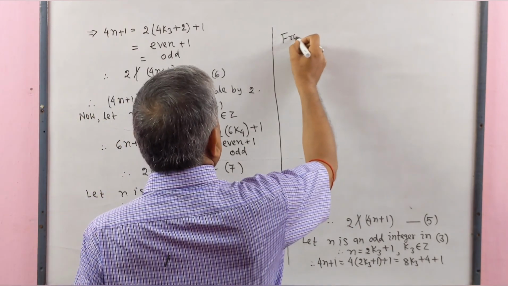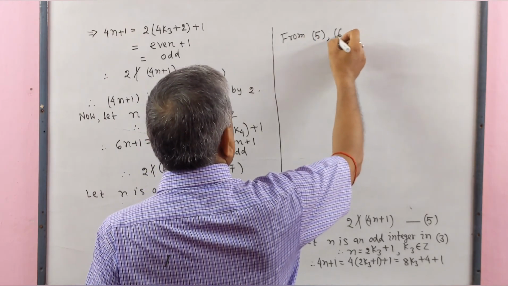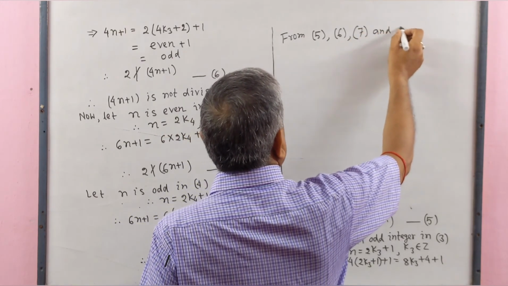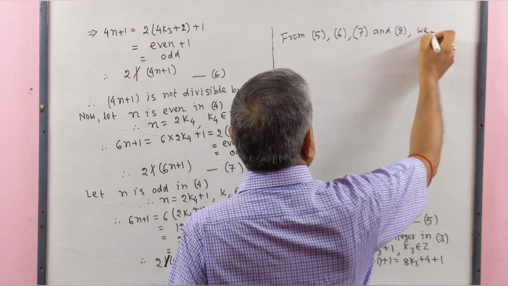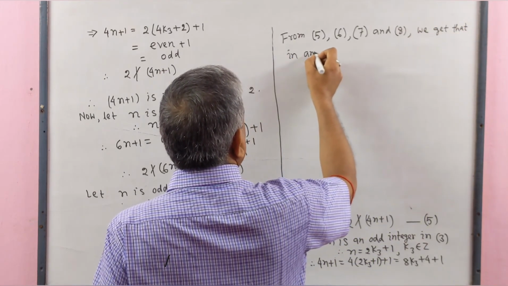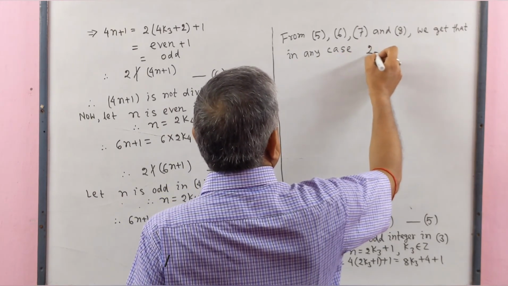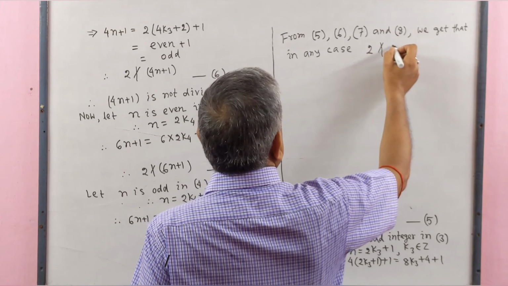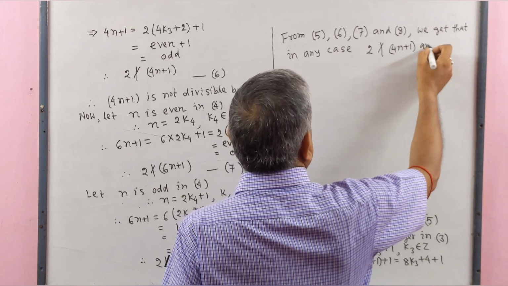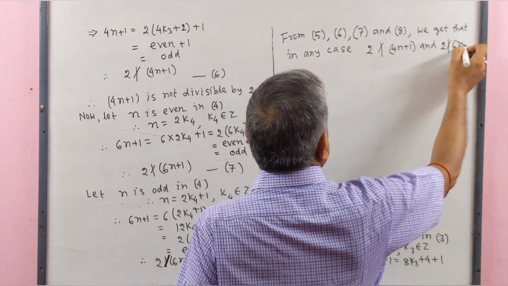From 5, 6, 7 and 8, we get that in any case, 2 does not divide 4n plus 1 and 2 does not divide 6n plus 1.